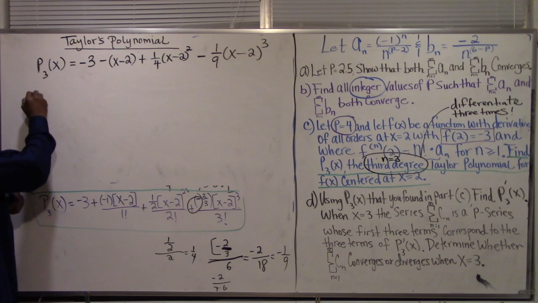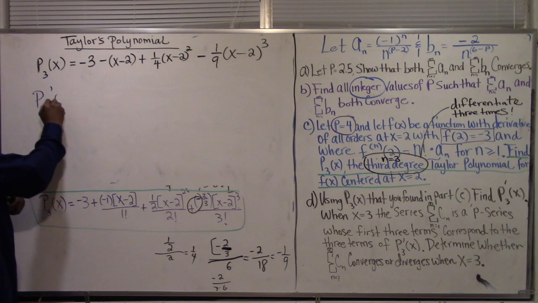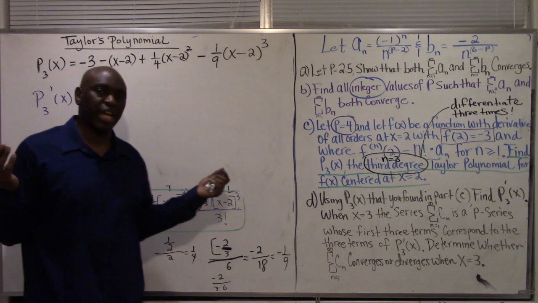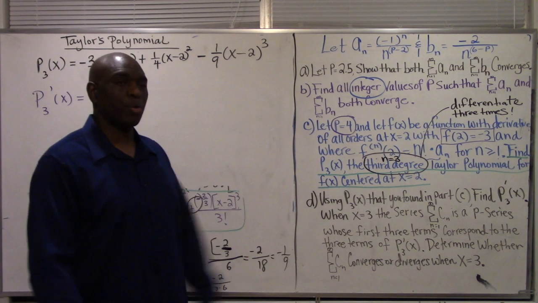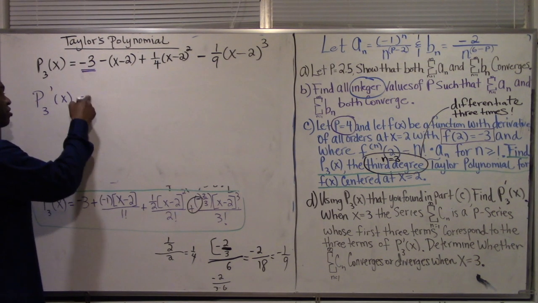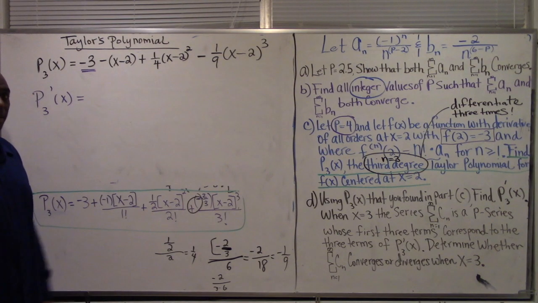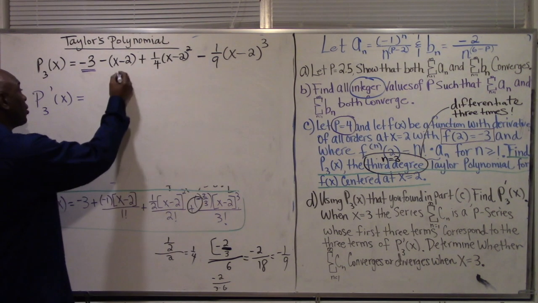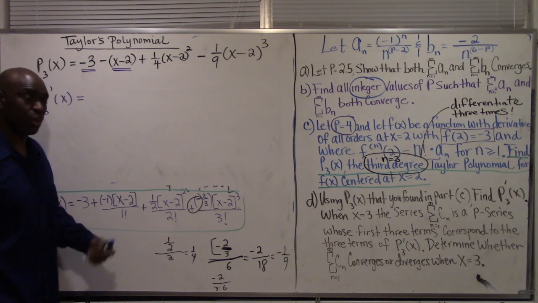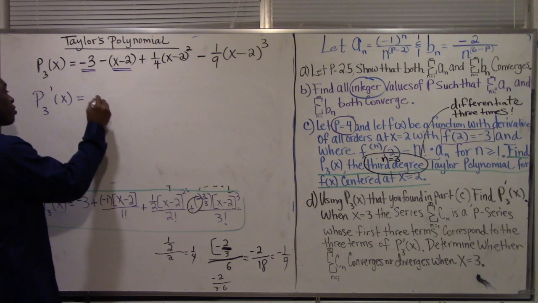P3 prime of x. What's the derivative? Just use good old chain rule when you find the derivative here. The derivative of -3 is 0. Don't have to write it. The derivative of x minus 2 is 1. There's a negative sign right here, so it's going to be -1.